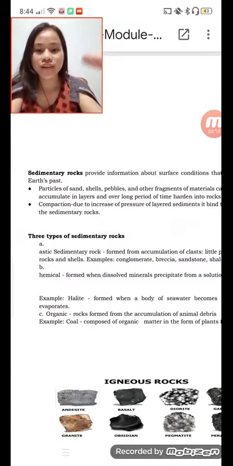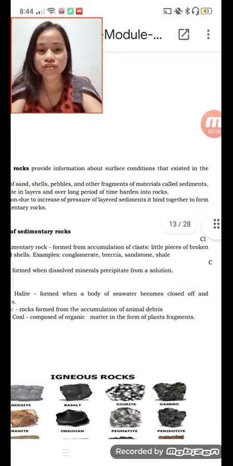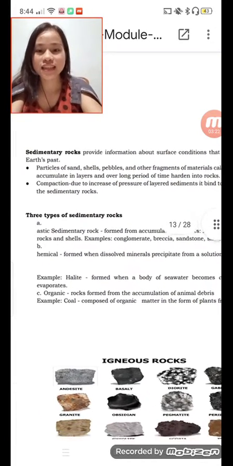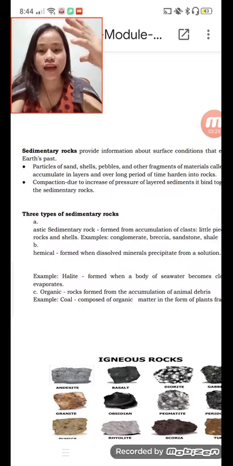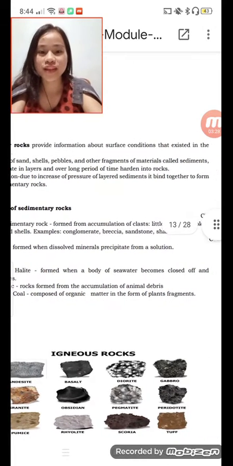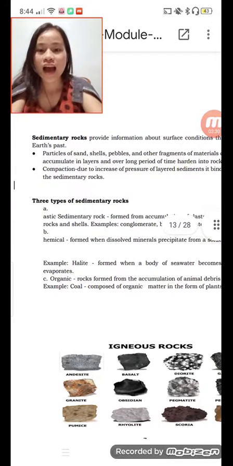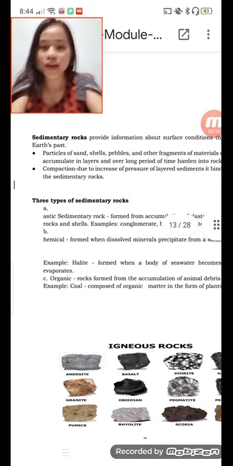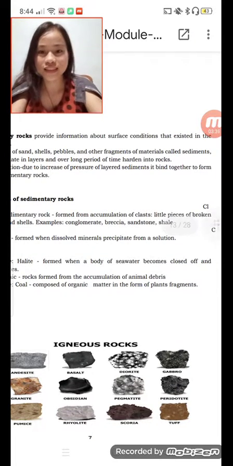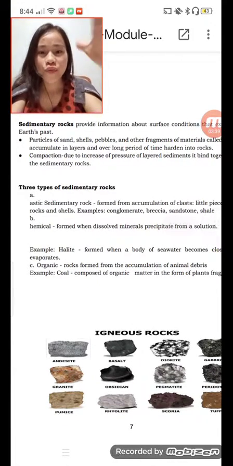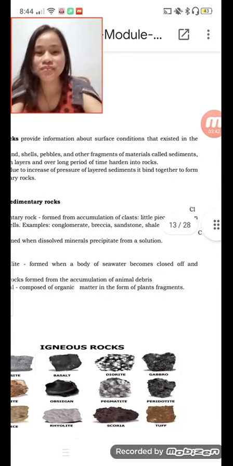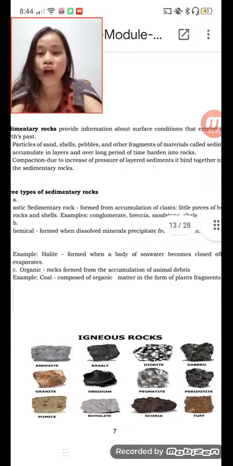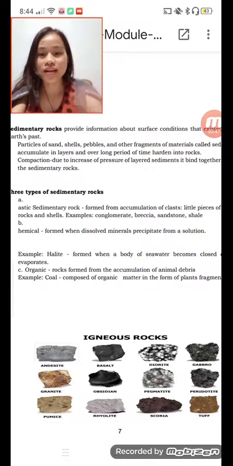Sedimentary rocks provide information about surface conditions that existed in the Earth's past. Particles of sand, shells, pebbles, and other fragments of materials called sediments accumulate in layers and over a long period of time harden into rocks. Compression, due to an increase of pressure from layers, binds the sediments together to form the sedimentary rocks.